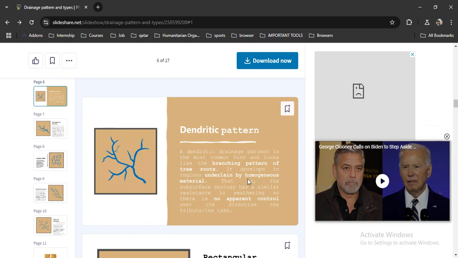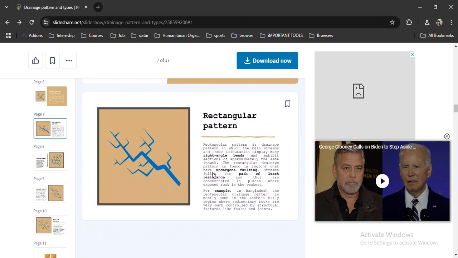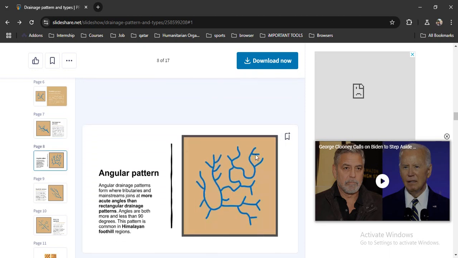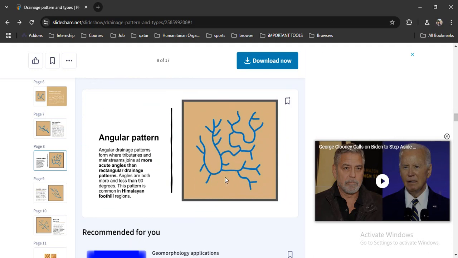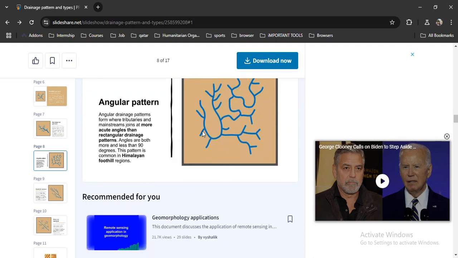So this is the dendritic pattern, this is how it looks. It goes from here to here, like tree branches. Next one, rectangular pattern. It has a main stream and also a lot of substreams. And then angular pattern, a kind of circular motion, with more acute angles than rectangular drainage patterns. It has a lot of angles.